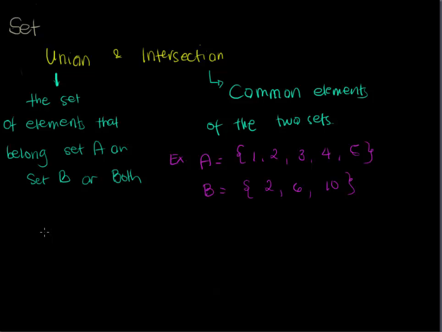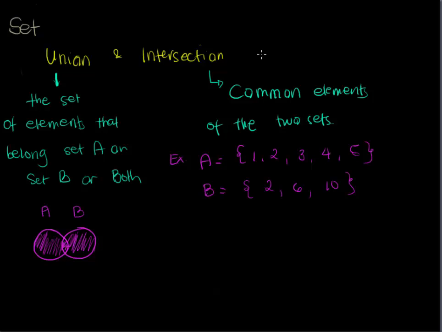All right, so here, if we are going to look at the union of the two sets and show that in a Venn diagram, ladies and gentlemen, it should look like this. So you have two sets here. This is the union part, actually. The union part is the set that belongs to A or B or both. So basically, it's all the elements inside both A and B.